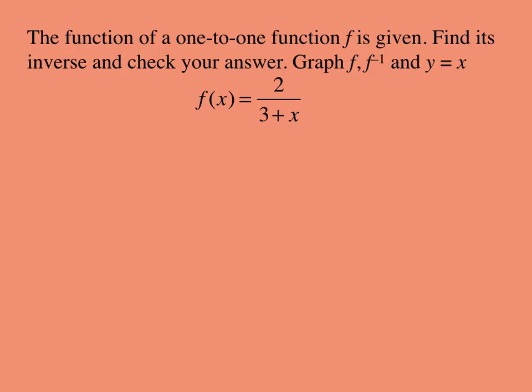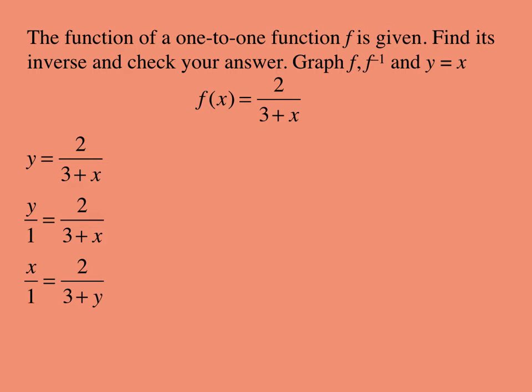So to find the inverse of this function, f of x, remember we start by just writing it as y equals 2 over 3 plus x. Now I know that my first step is going to be to switch the x and the y, but I am noticing that I can just write this as a fraction, y over 1 equals 2 over 3 plus x. That way it'll be easier to cross multiply. Okay, so I want to switch my x and my y because I'm finding the inverse.